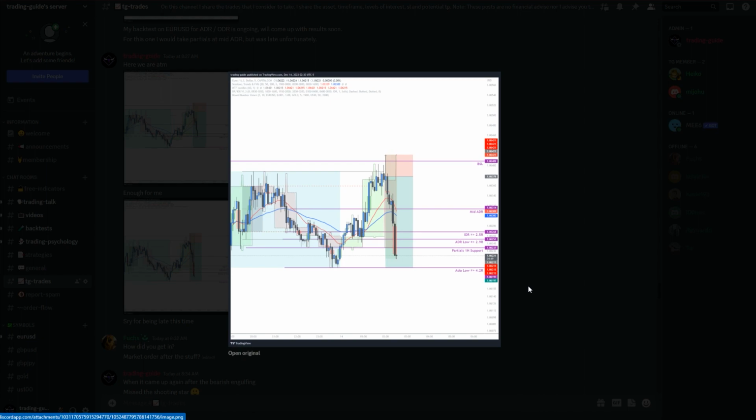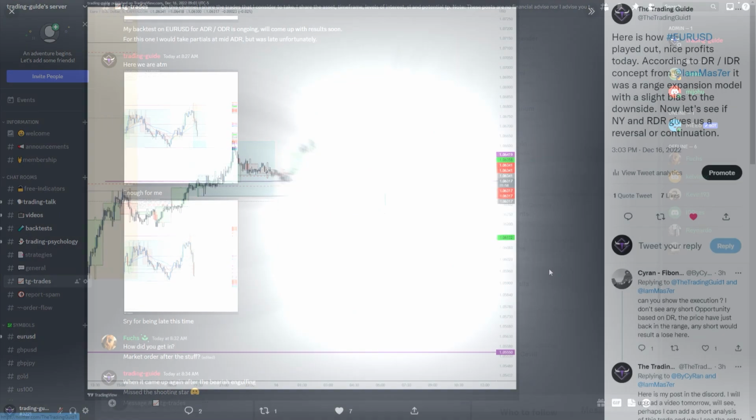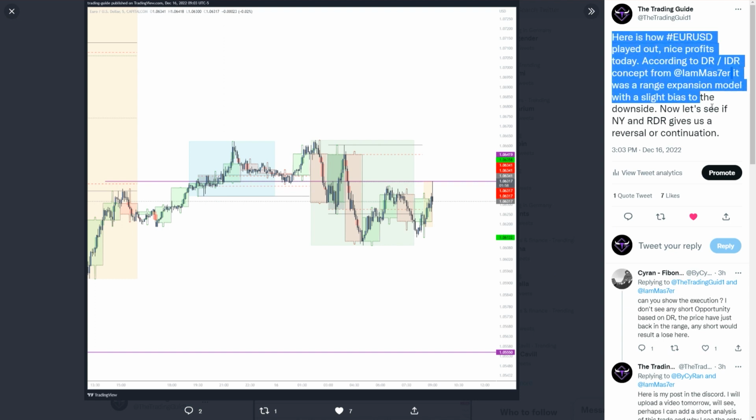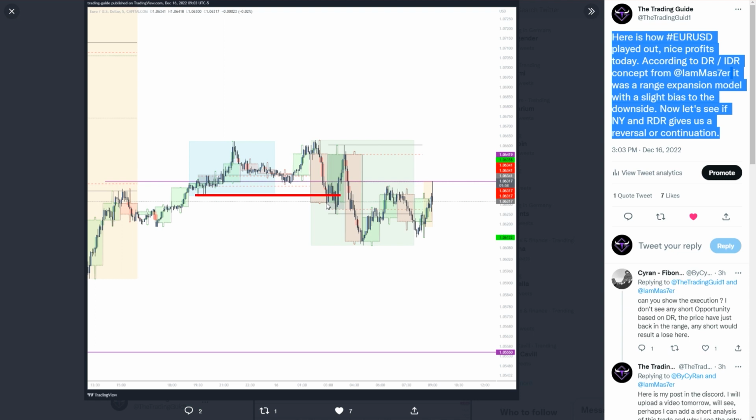Okay, but there is more. Here's another model that the master calls the range expansion. So I said here on Twitter, have a look at this. We have the ODR that is kind of encapsulating the ADR. So we have a range, but the mid-level of the ODR is slightly below the ADR, and this gave me bias. And the next very important addition to this bias is a 1 hour candle closing below the low of this ADR. So my bias is bearish.